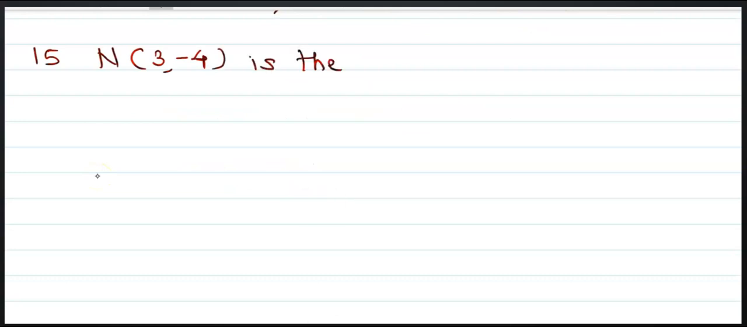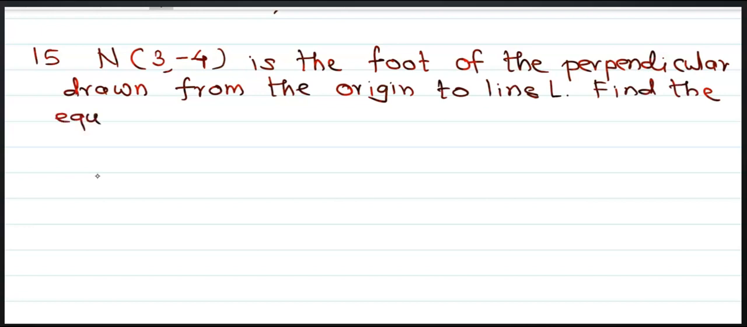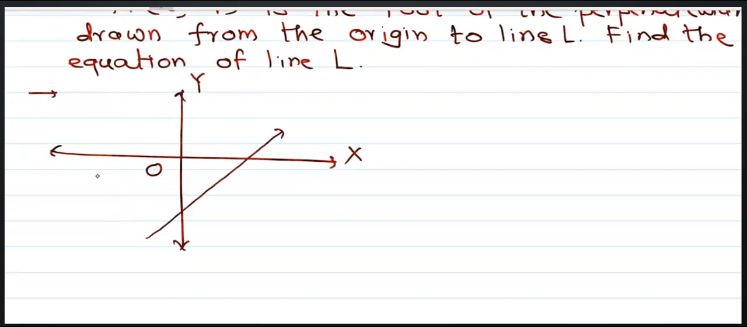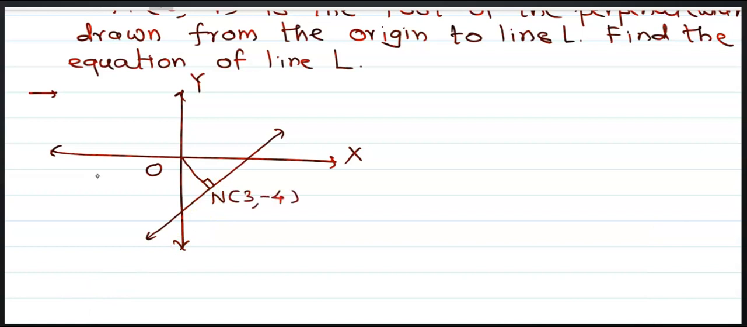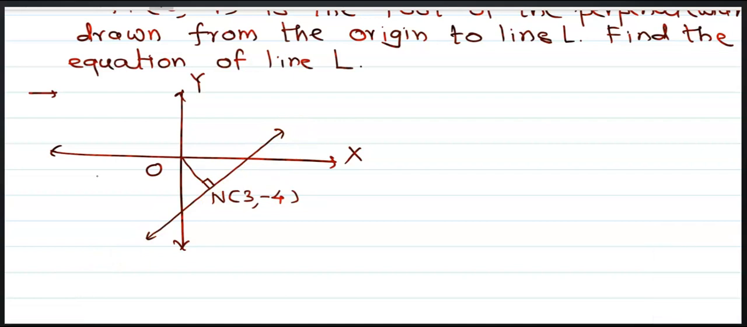problem number 15. N (3, minus 4) is the foot of the perpendicular drawn from the origin to the line L. Find the equation of the line L. Now see this, in this case we want to find the equation of the line L. N is the foot of the perpendicular. We know the coordinate of the point N. We can find the slope of ON, and its minus and reciprocal will be the slope of the required line L.